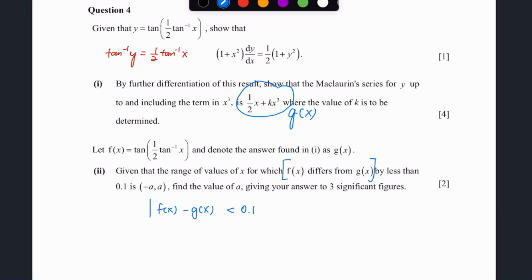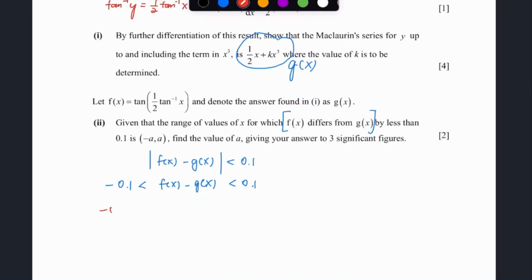So you should be taking the modulus, because it can be a positive or negative difference. And because of that, when you open up the modulus sign, you get something like this already. Now let's test run and see what we are supposed to do.